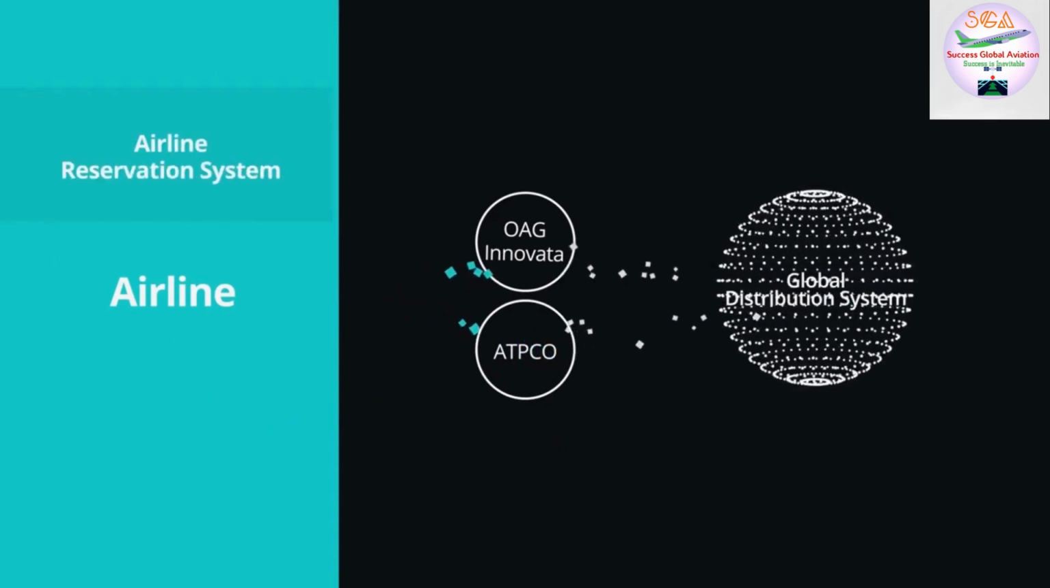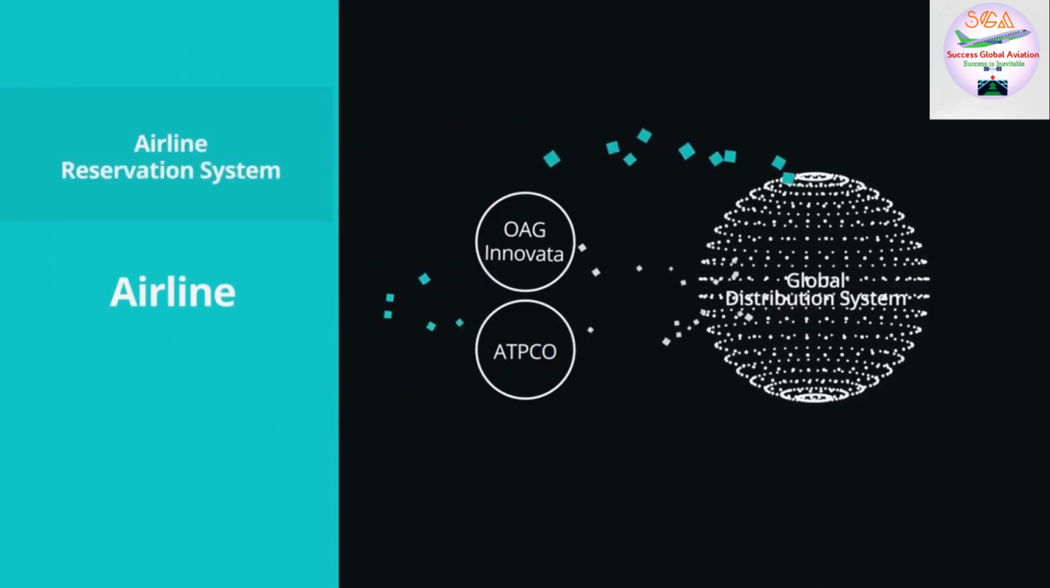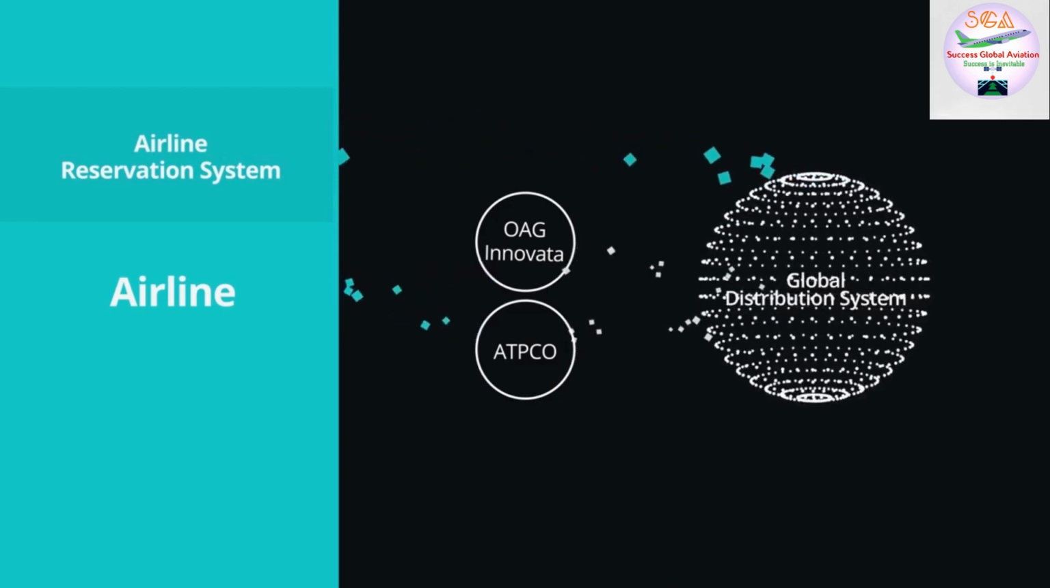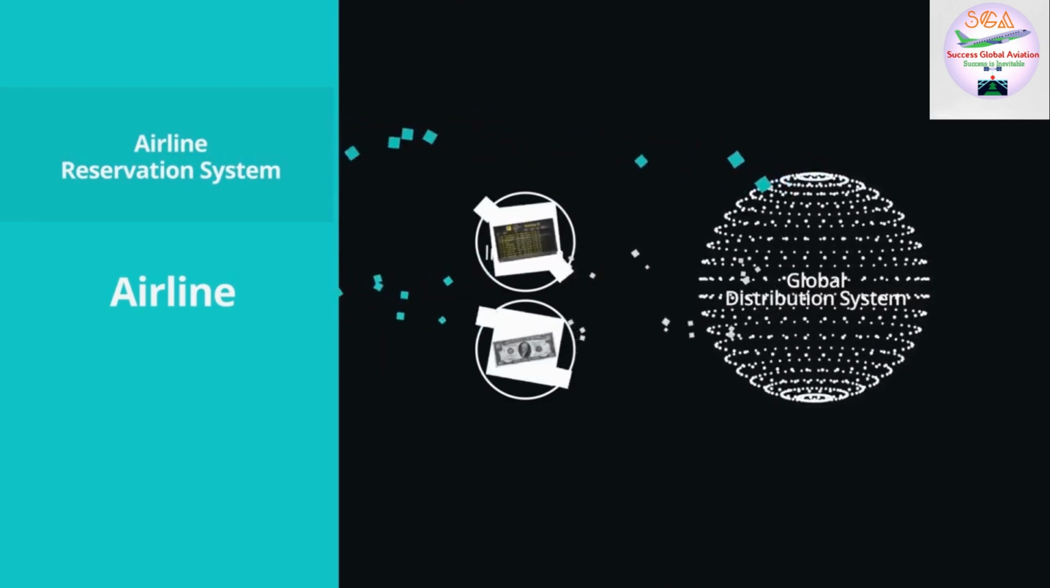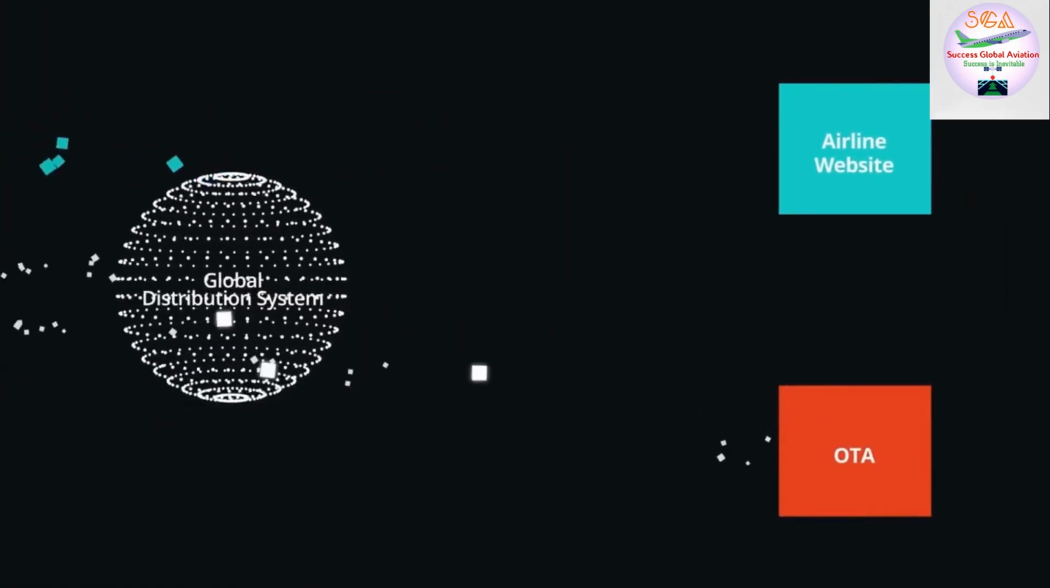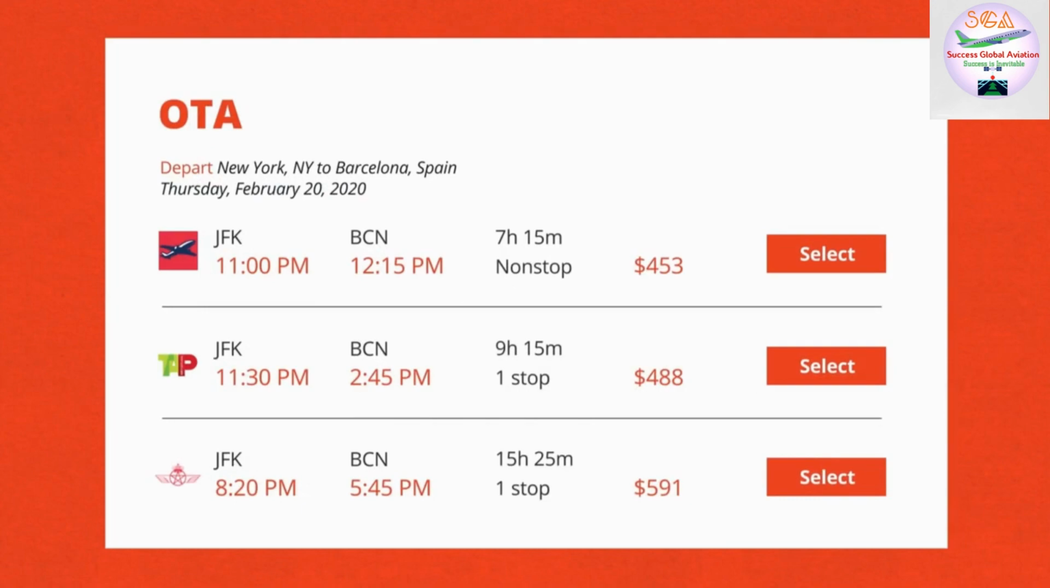Third, airlines' reservation systems. The GDS makes real-time queries to all carriers that operate selected flights to check the availability of seats. Based on schedules, fares, and availability, the GDS creates offers and sends them back to the OTA, which displays them to a passenger.